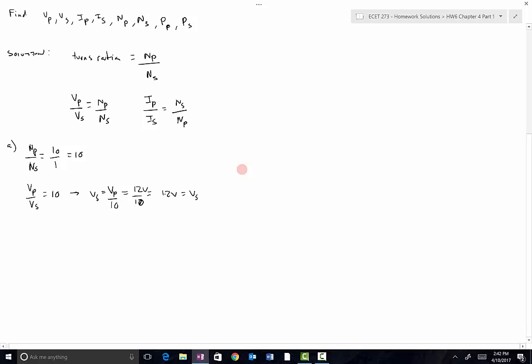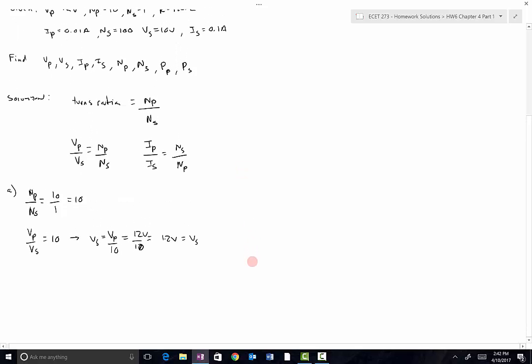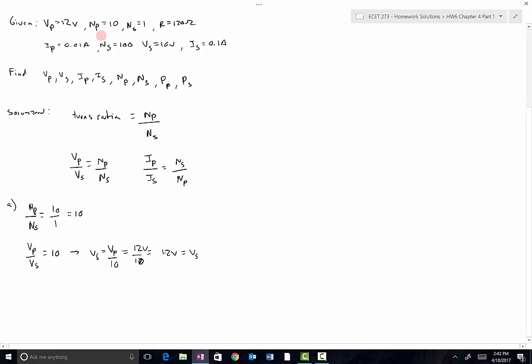So we've got that. In this problem statement, we weren't given any information about current, so we're going to have to solve the current in the secondary first by using the resistance. Ohm's law applies to transformers just like it does to any other device, and so I_S in the secondary is going to be equal to the voltage across that resistor, which is just V_S, divided by the resistance itself.